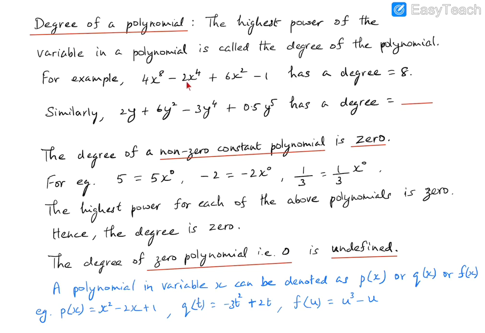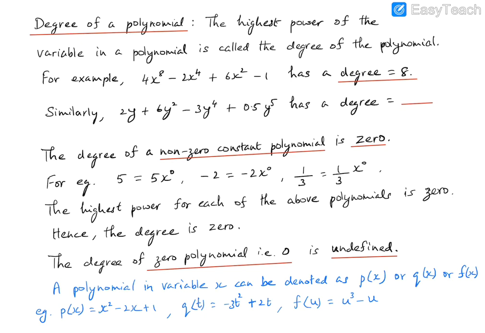So we have x^8 here, x^4 here, x^2 here, and x^0 here. Constant term is x^0. So the highest power or the highest exponent in the expression for the variable x is 8. So hence the degree of this polynomial is 8. Okay, so this is what we mean by the degree of the polynomial. Degree of the polynomial is the highest power of the variable in that particular polynomial expression.